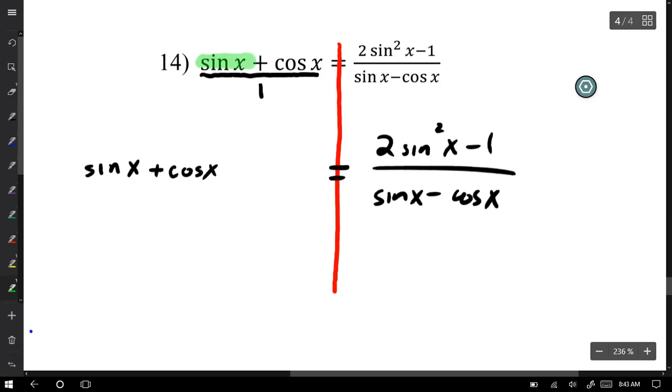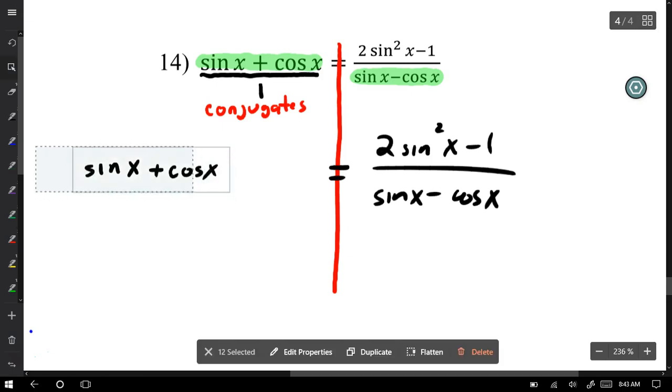This has a sine of x plus cosine of x, and the denominator, the opposite side of the fraction, has a sine of x minus a cosine of x. So just like in a previous video, that tells me I have the same terms but the opposite operations. And when I see this, my mind starts going to the idea of conjugates. They're related that way to each other.